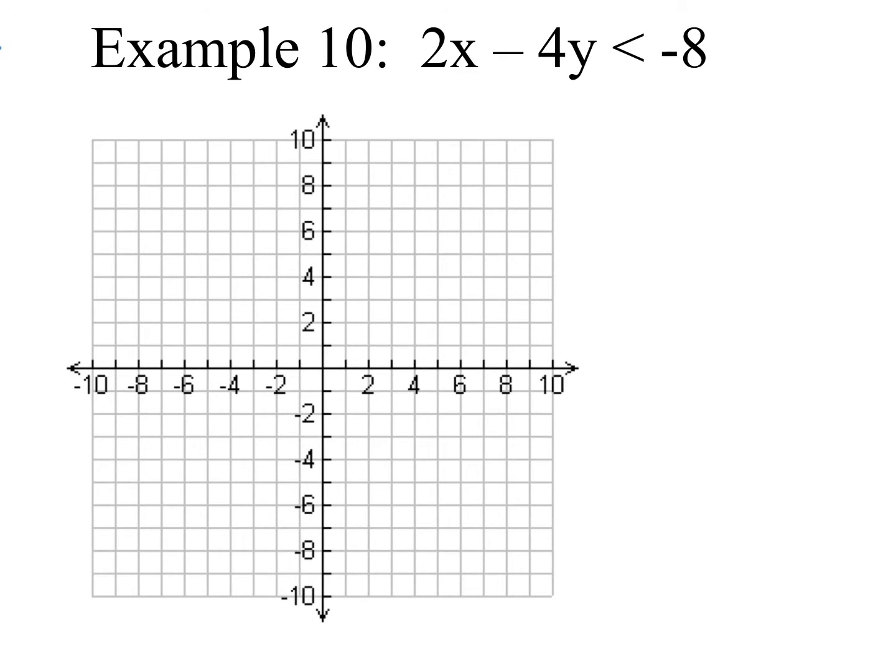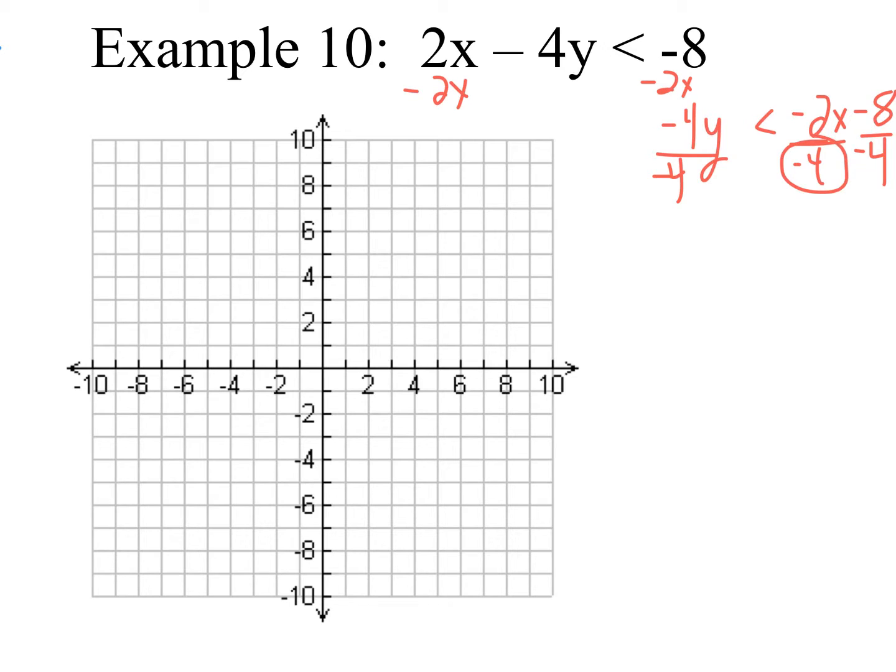Alright, so let's look at 10. Here we go. Am I in y-intercept form? No. So we got to start. Minus the 2x. -4y less than -2x minus 8. Divide by -4. And again, because I divided with a negative, this flips. y is now greater than 1/2 of x plus 2.